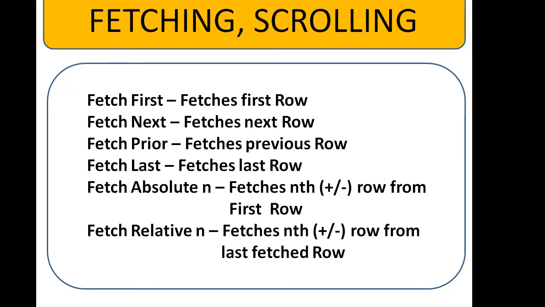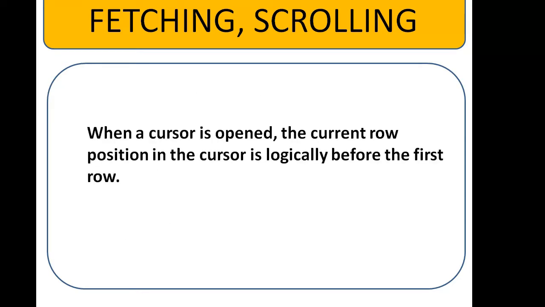Fetch absolute is used to retrieve the nth row from the first row in the cursor. It may be a positive or negative integer. Fetch relative is used to retrieve the nth row from the last fetched row in the cursor. It also may be a positive or negative integer. In the fetching and scrolling options, we have to note that when a cursor is opened, the current row position in the cursor is logically before the first row.